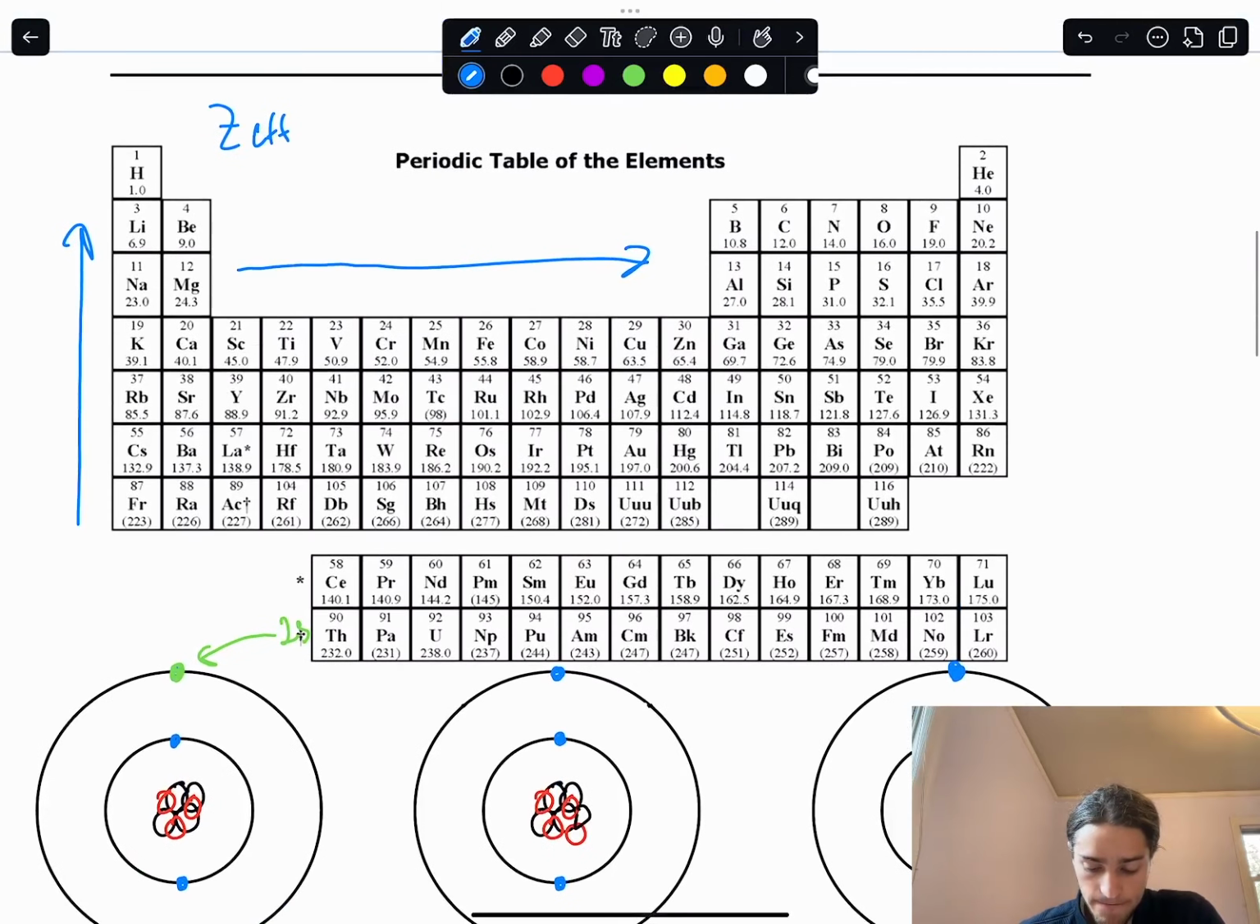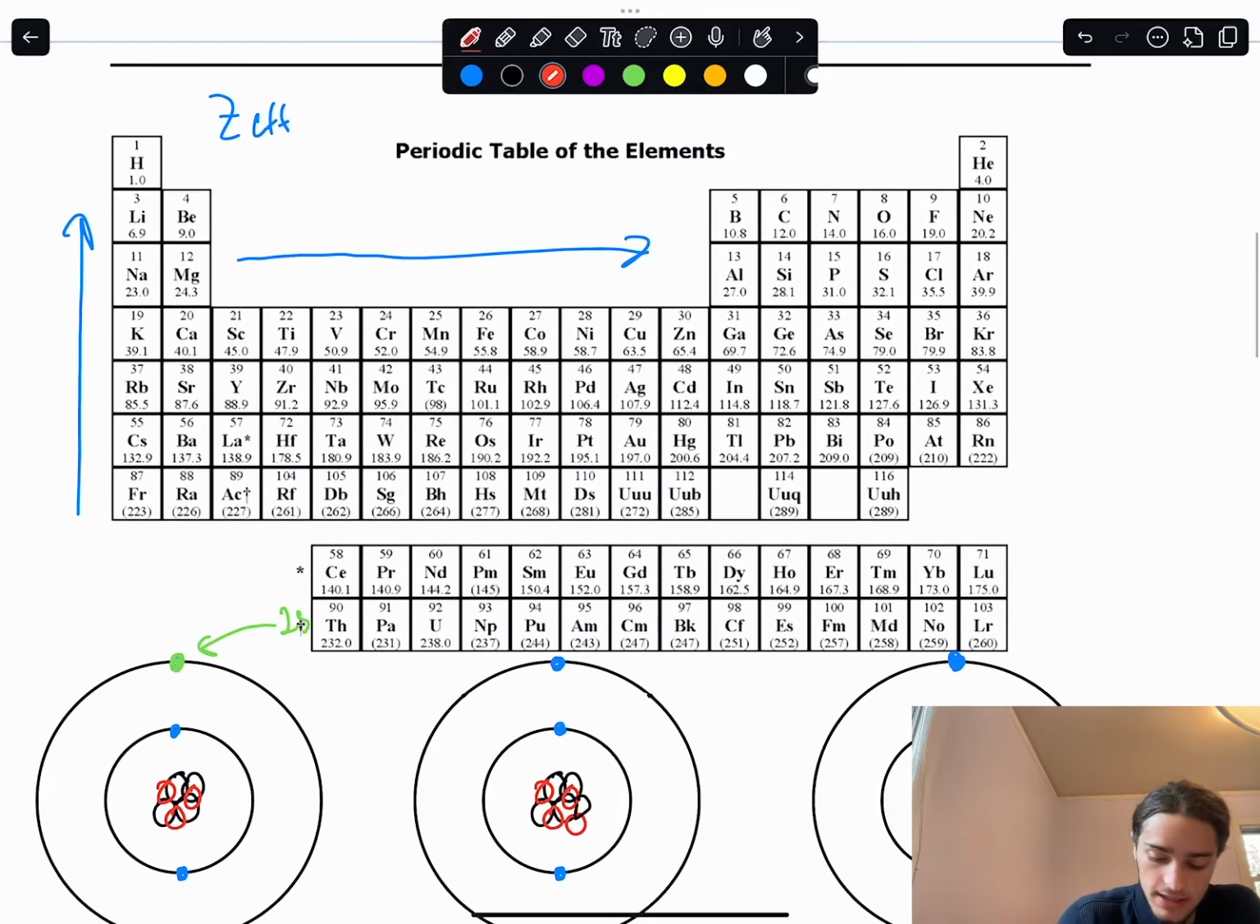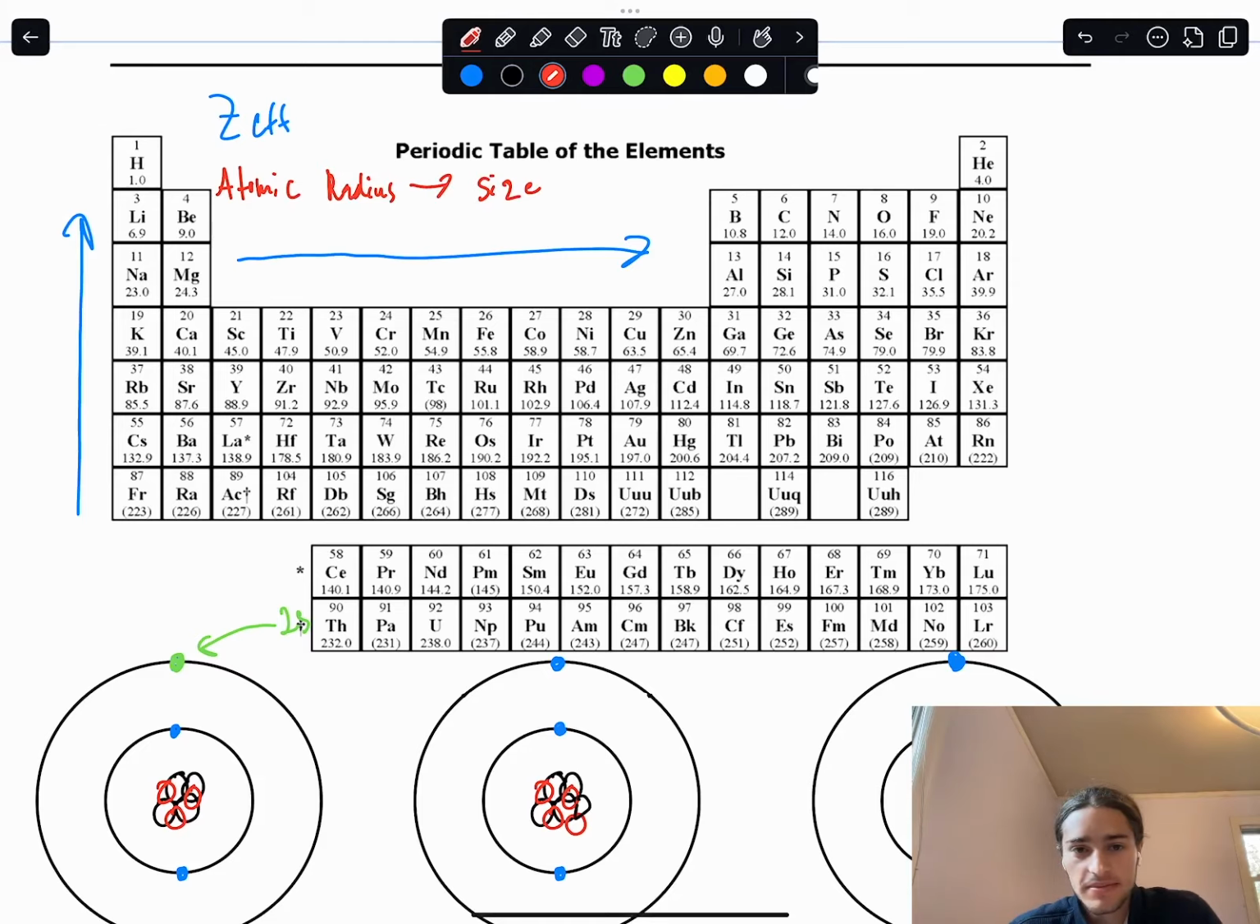The next trend that I want to look at is atomic radius. Atomic radius, which in my brain, I just kind of instantly translate to size. I don't know, it just makes more sense to me, and I'm probably just going to call it size for the rest of the video. So let's think about how the trend of size works.